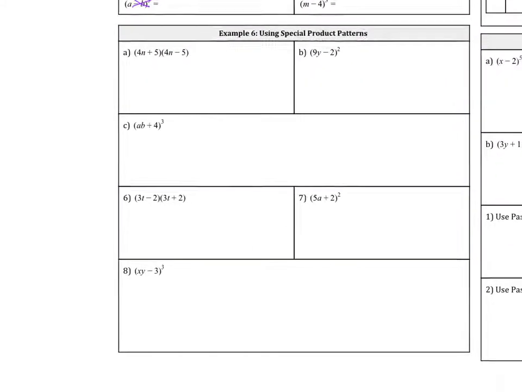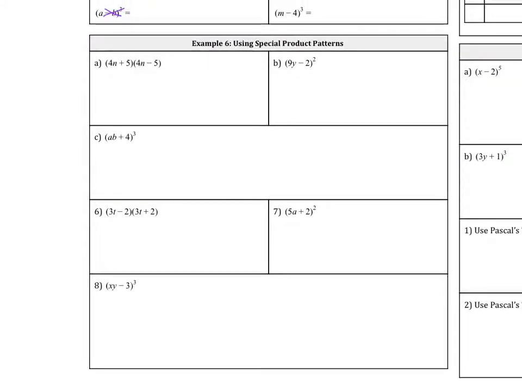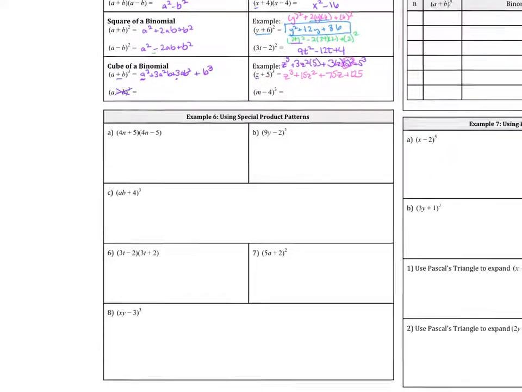So see if you can use those special product patterns in these next 6 examples. If you have a hard time with using the patterns, that's okay. Just go ahead and multiply using the box method.